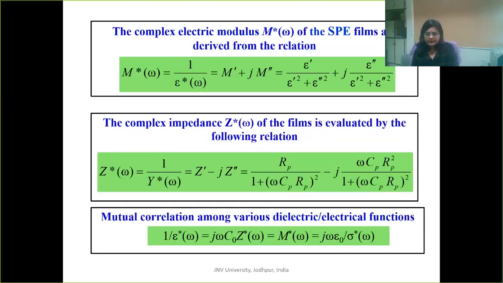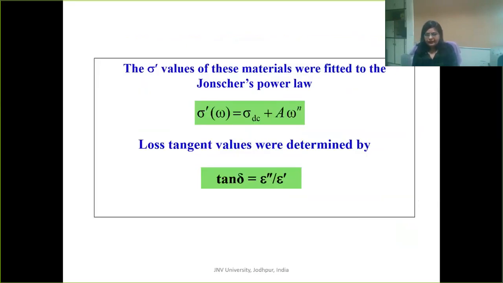The complex electric modulus spectrum, impedance, and the last equation show the mutual correlation among various dielectric and electric functions. The sigma prime value, that is the AC conductivity of the material, was fitted to the Jonscher power law to get the DC ionic conductivity, and the loss tangent data was evaluated by this ratio.